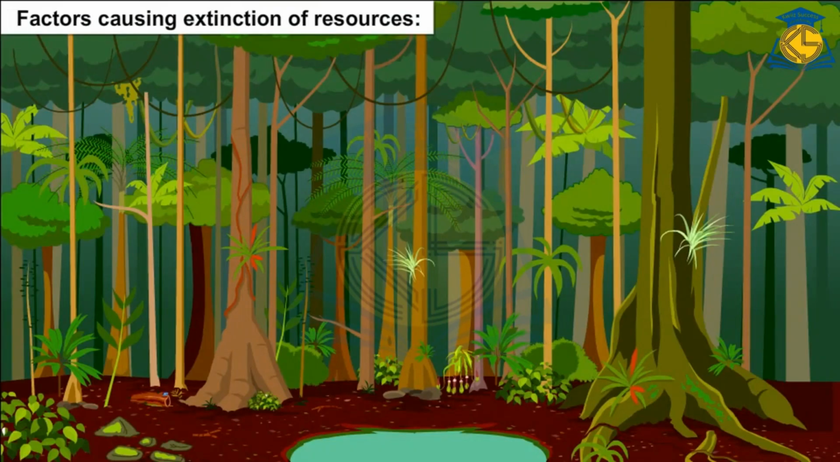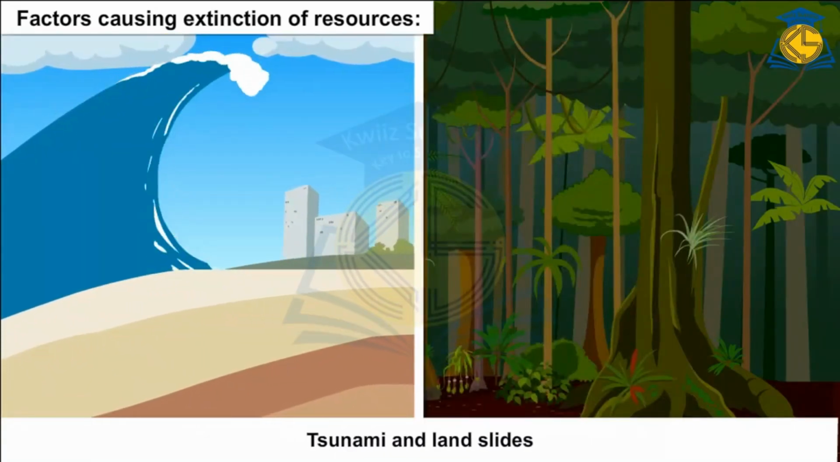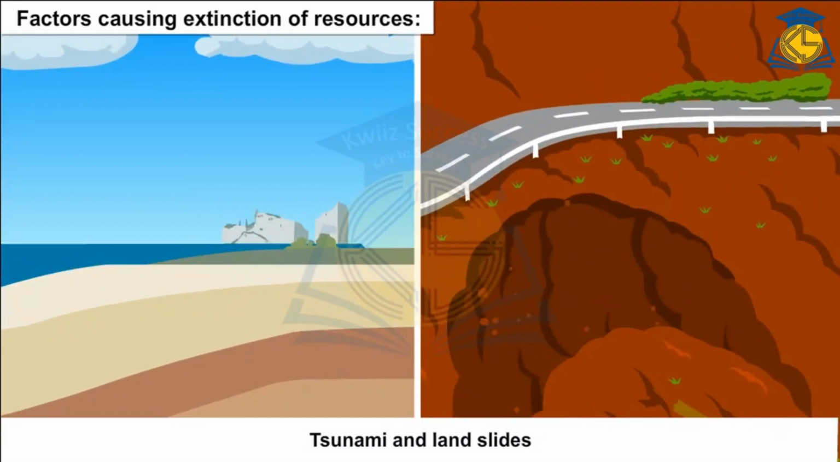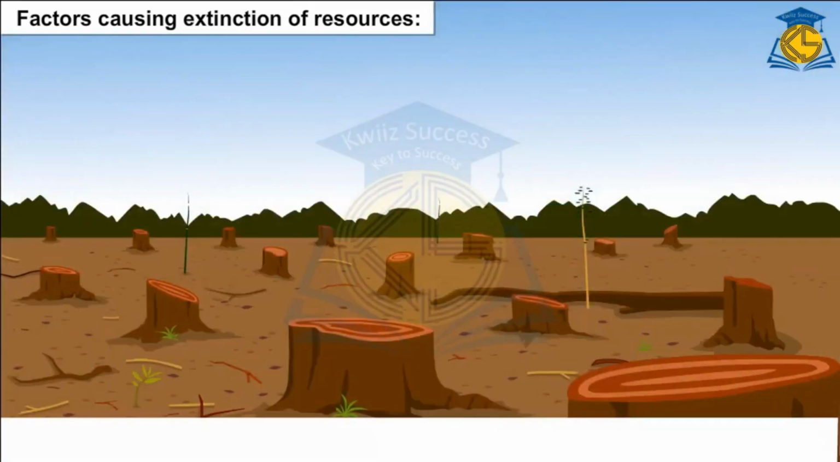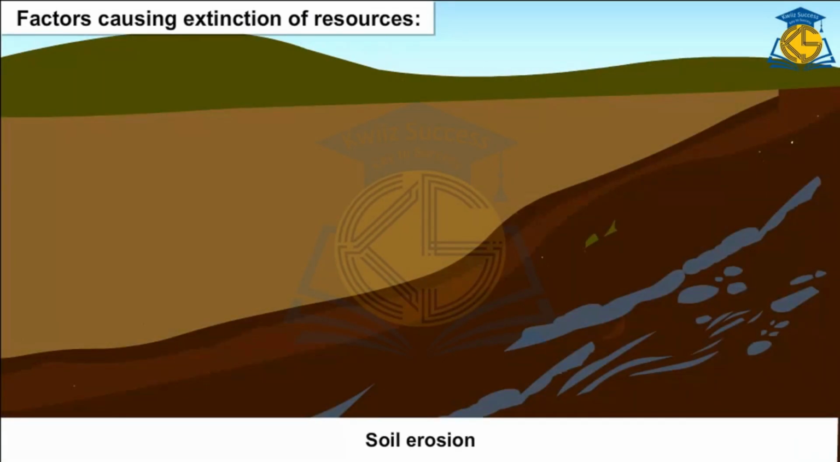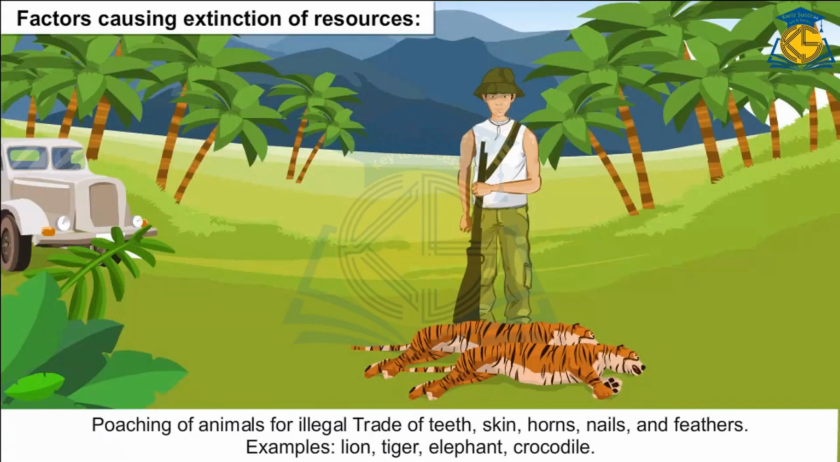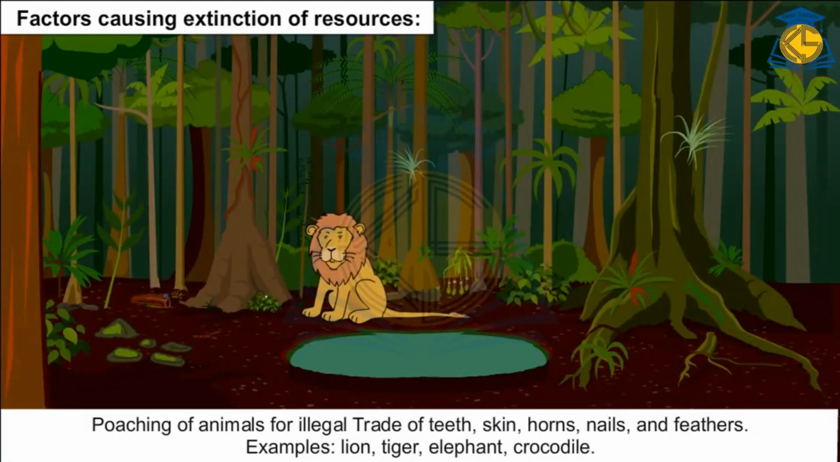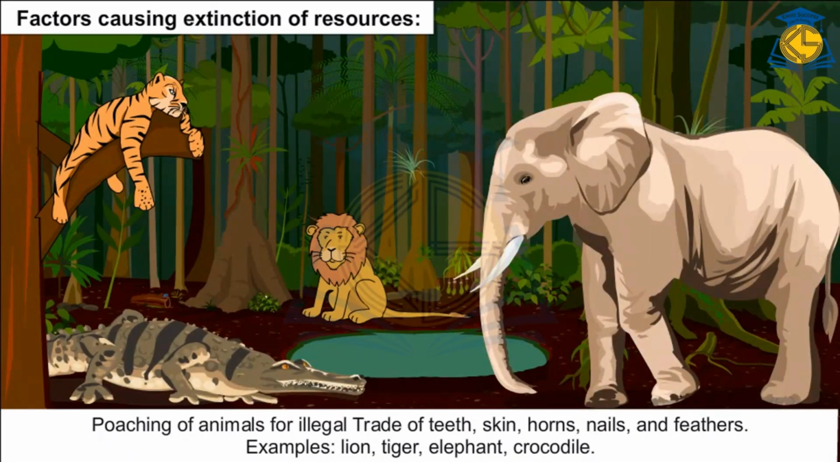Factors causing extinction of resources. Forest fires, tsunami and landslides, changes in climate, human interference, deforestation, soil erosion, constructional activities, poaching of animals for illegal trade of teeth, skin, horns, nails and feathers. Examples, lion, tiger, elephant, crocodile.